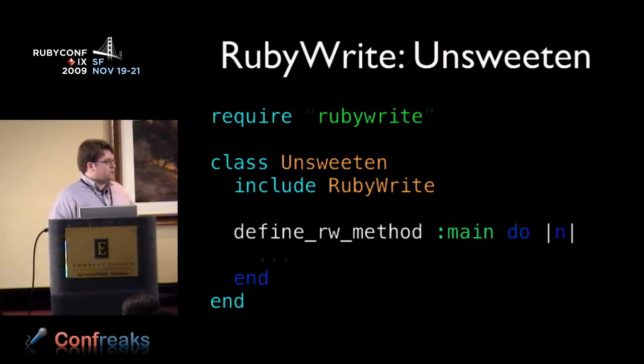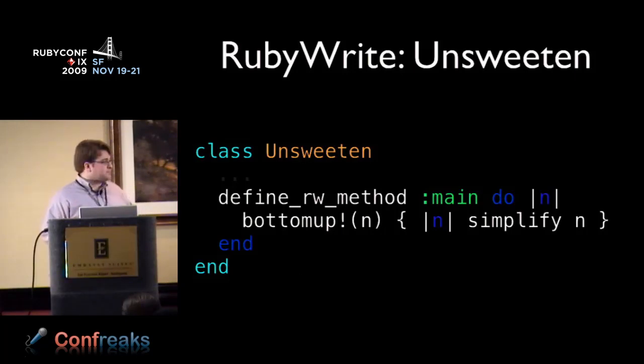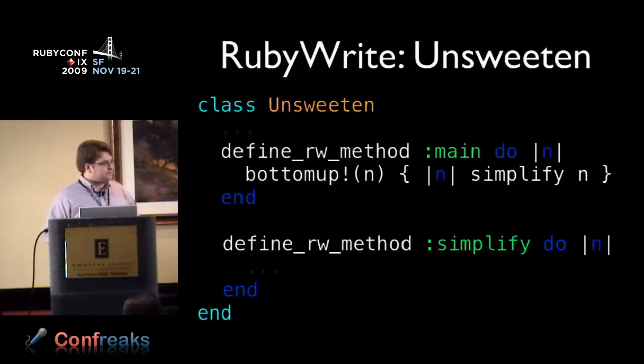But RubyWrite provides us a run statement that allows that pass to run, and it looks for main automatically. So in a lot of our code, we've continued to do this. So here, I just want to do a bottom-up pass to unsweeten this code, because I just want to look at all the nodes, and I want to transform the ones that have that particular shape into a normal if statement. And so I'll have it call simplify on each of the nodes.